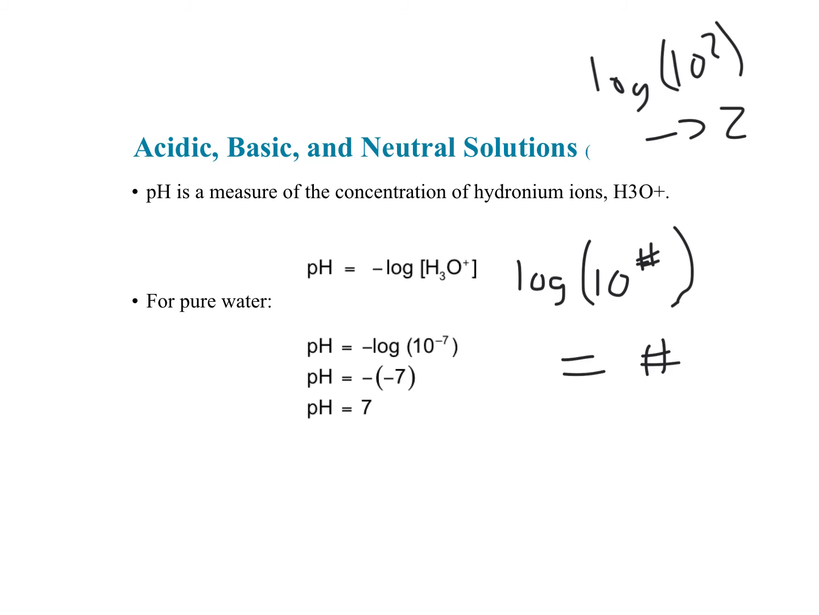Now, we can apply that to our concentration of hydronium ions. We've already seen that in pure water, the concentration is about 10 to the -7 moles per liter. And so if I take the log of that, remember the log of 10 to the number is the number, so my pH is minus a -7. I've got a minus here, I've got a minus there, that's why I've got two minuses. What happens when you multiply a minus times a minus? You get 7. And so the pH for regular water, for pure water, is 7.